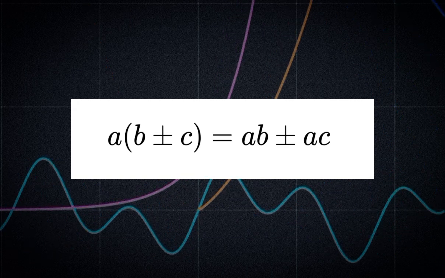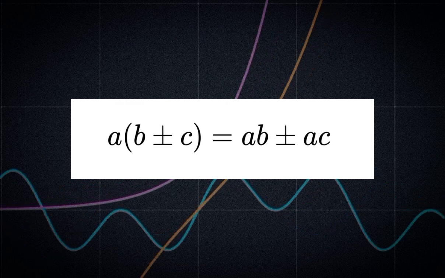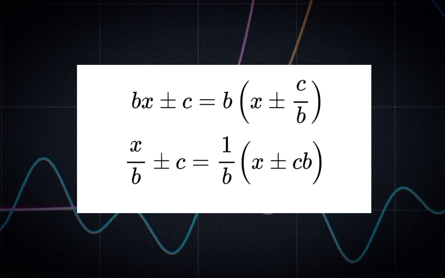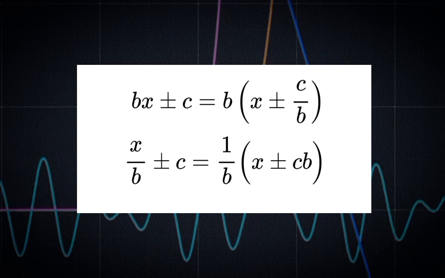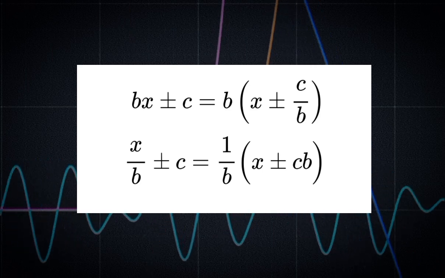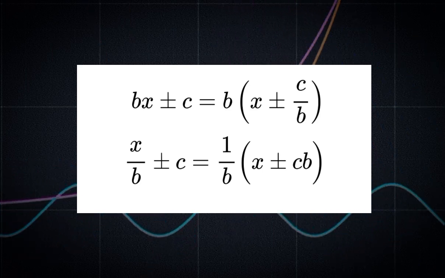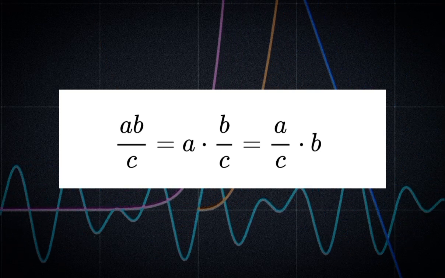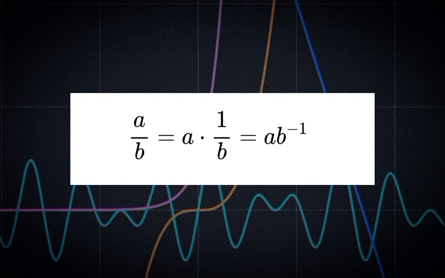A times sum of B and C, that is, AB plus AC. A times difference of B and C, that is, AB minus AC. BX plus C, that is, B times sum of X and C by B. BX minus C, that is, B times difference of X and C by B. Product of A and B by C, that is, A times quotient of B and C. Also, B times quotient of A and C by B, that is, A times 1 by B.